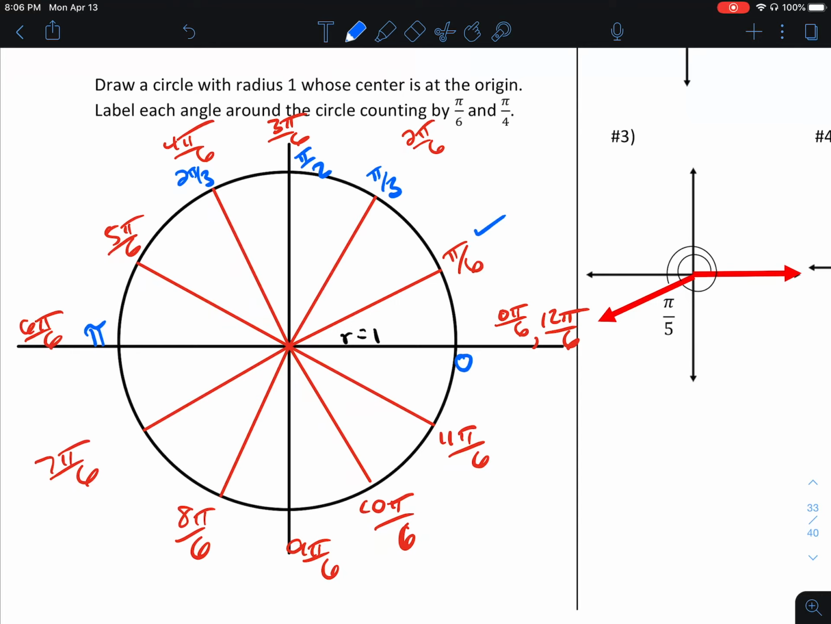Let me just bring to your attention something else here. What if we counted by pi over 3's? We got 1 pi over 3. We got 2 pi over 3. We got 3 pi over 3. See how that works?